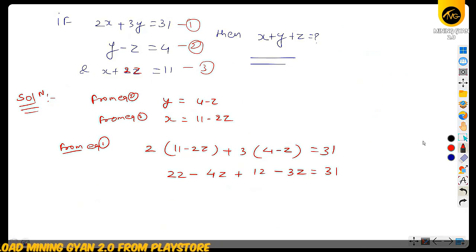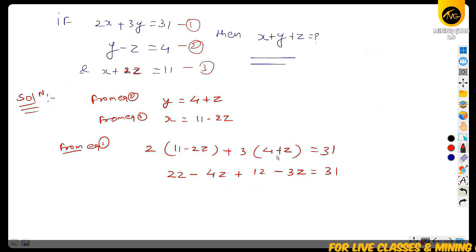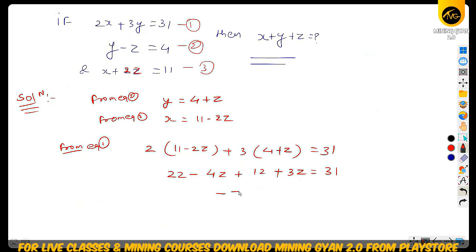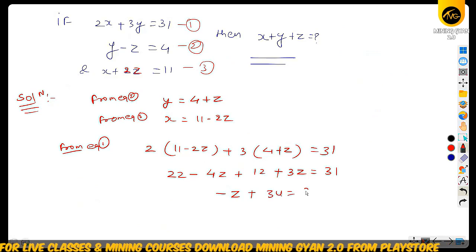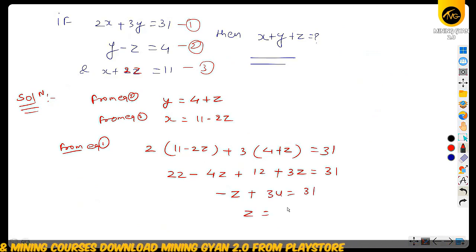Okay, sorry. y is equal to 4 plus z, correct. 4 plus z, plus z. Okay, change the value to 4 plus z. So this will be 12 plus 3z, correct. So it will be minus z and plus 22 and 12. That means 34 is equal to 31. So z will be 34 minus 31, that means 3. So the value of z is 3, correct.